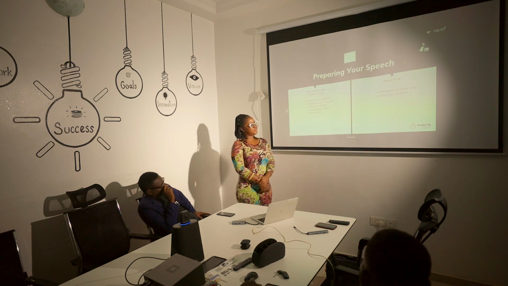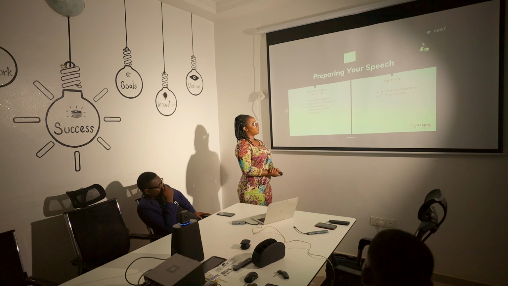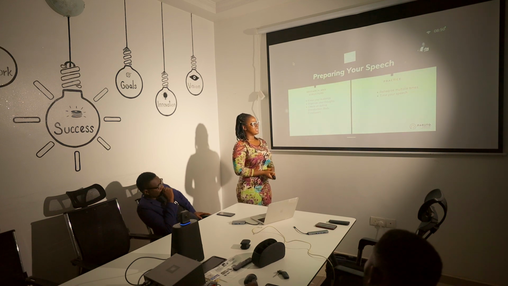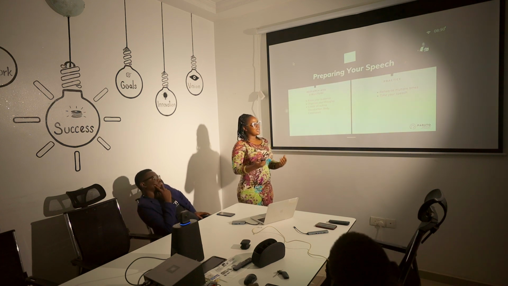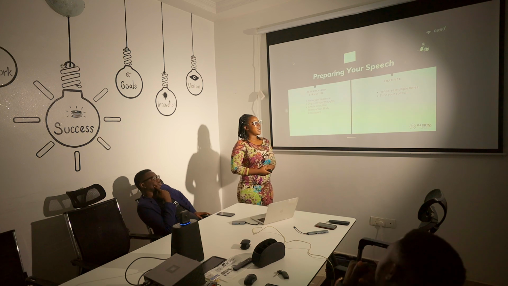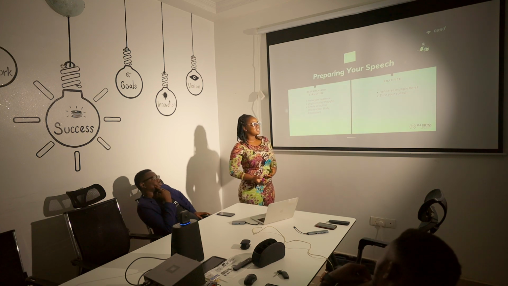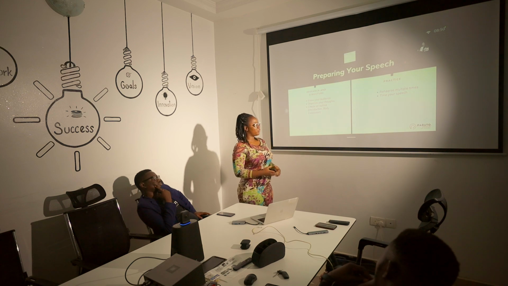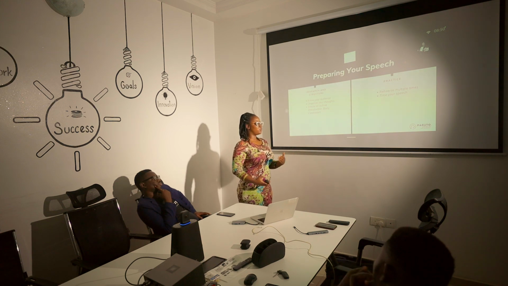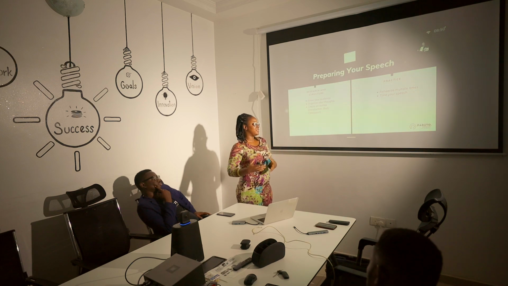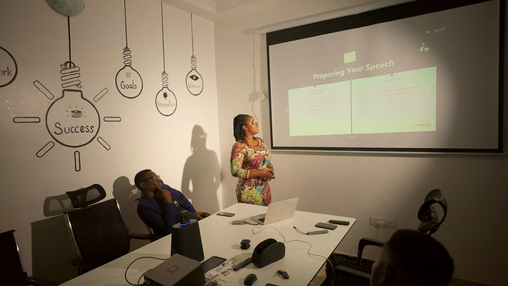Then we have preparing your speech. When you're preparing your speech, there are two things that are involved. One is research and structure, and you have practice. One, research and structure. When you want to present a speech or you want to speak publicly, number one, you ought to know your audience. For example, if it's in a church, you have to know, are your audience the adults? Are they the youths? Are they children? The way you speak to children is not the way you speak to adults, or the way you speak to professionals will not be how you speak to someone who is just trying to learn maybe a skill or know about a particular thing. So you need to know your audience.